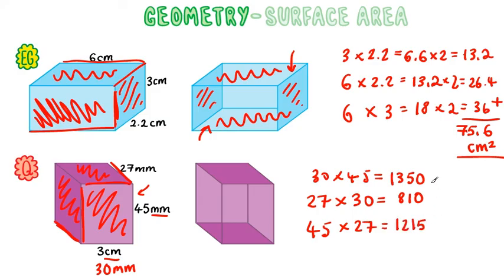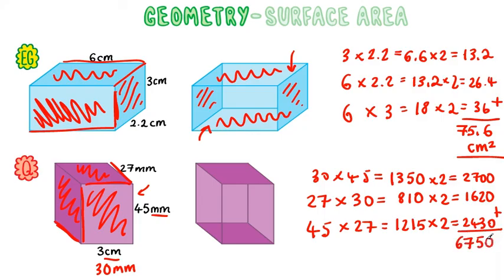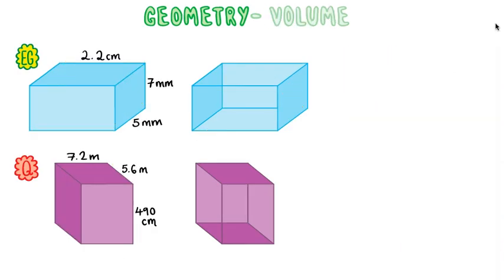So 45 times by 27 is 1215. Then remember, we need to double all of the sides to give us our 6 faces. So we have 2,700, 1,620, and 2,430. And we finish up by adding them all together, which gives us 6,750 millimeters squared.